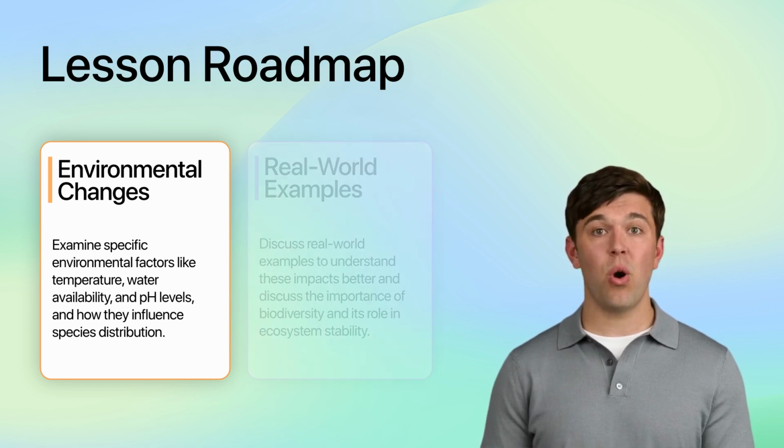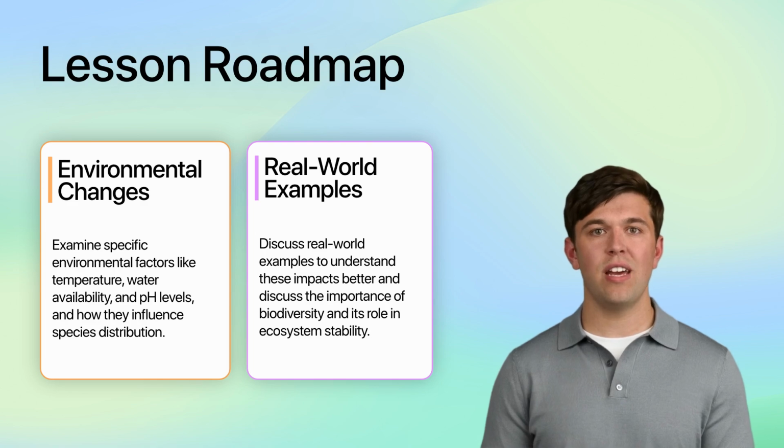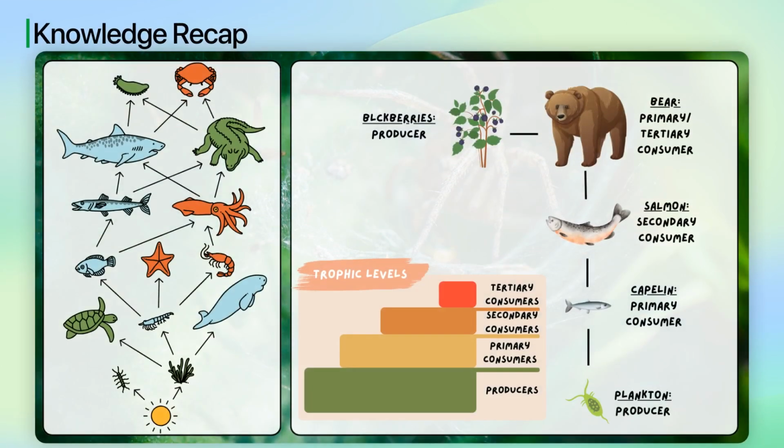We'll also look at real-world examples to understand these impacts better and discuss the importance of biodiversity and its role in ecosystem stability. So far, we have explored how species adjust to their environments and rely on each other for survival. This knowledge is crucial because understanding the basics of ecology and interdependence allows us to appreciate how sensitive ecosystems can be to changes and how species distributions may shift as a response.